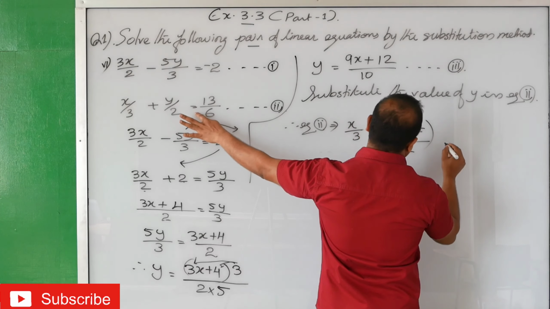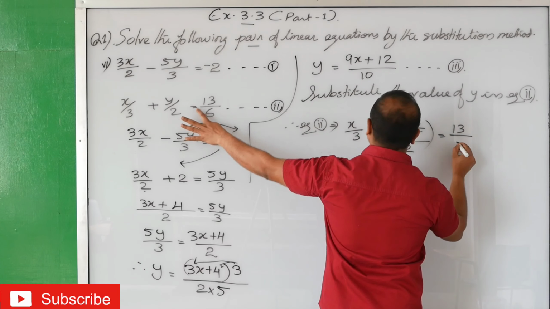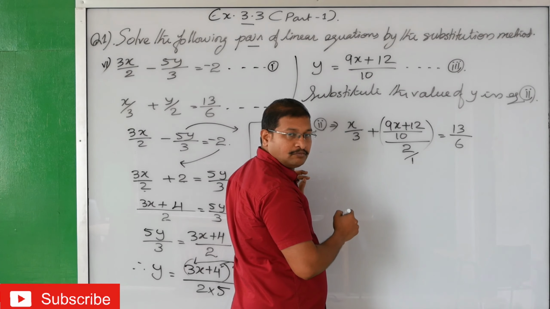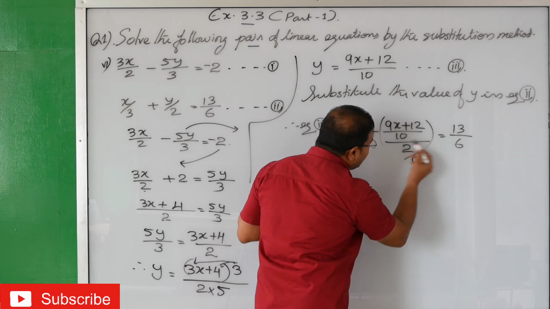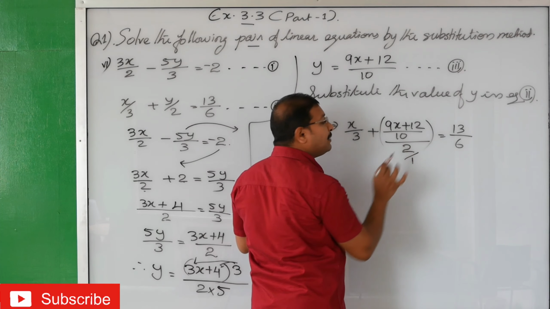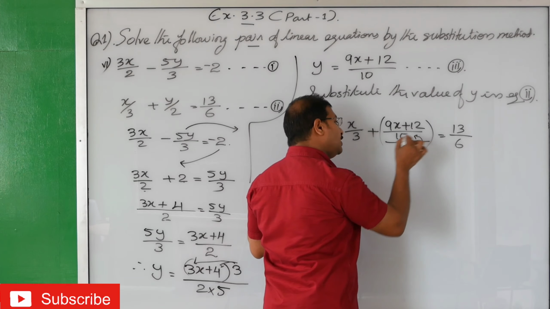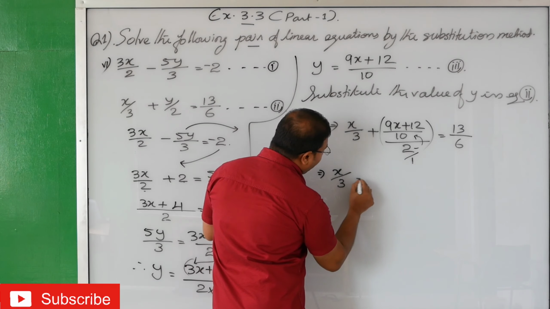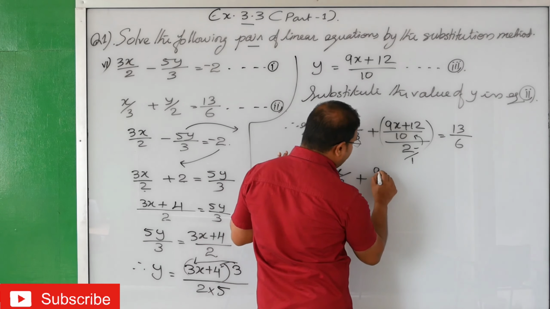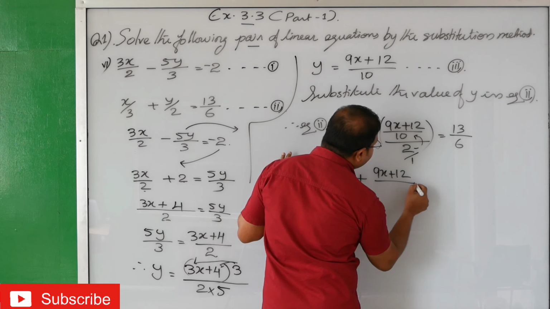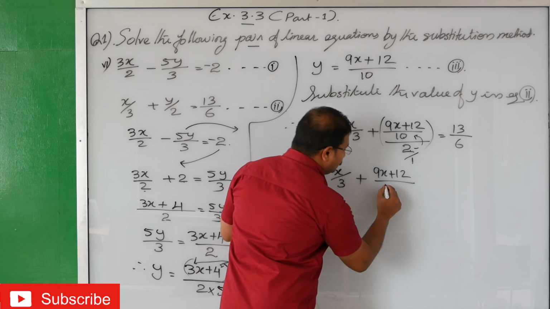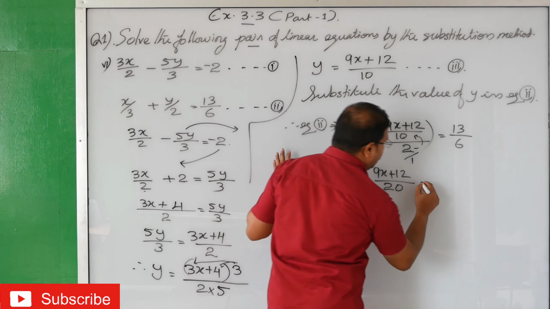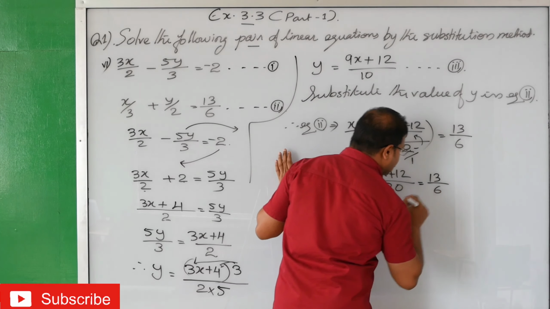Ready? Equals 13 by 6. Now, 2 means 2 by 1. If you convert this division into multiplication, this 2 by 1 becomes 1 by 2. Meaning, this 2 will go to the denominator. Ready? That implies x by 3 plus 9x plus 12 divided by 10 into 2, 20. This 2 will go to the denominator, equals 13 by 6.